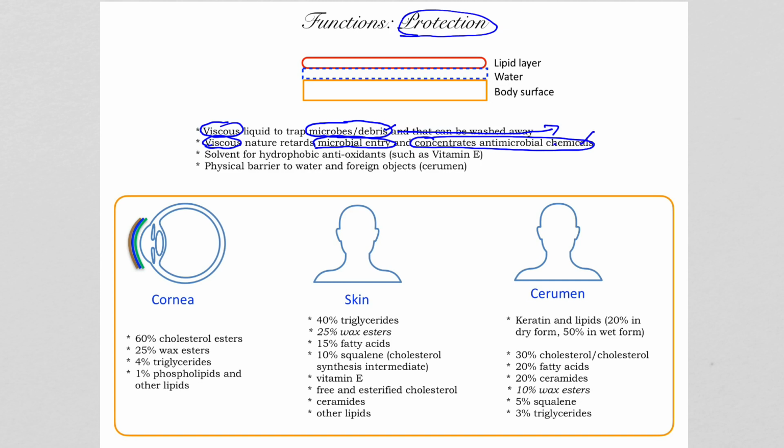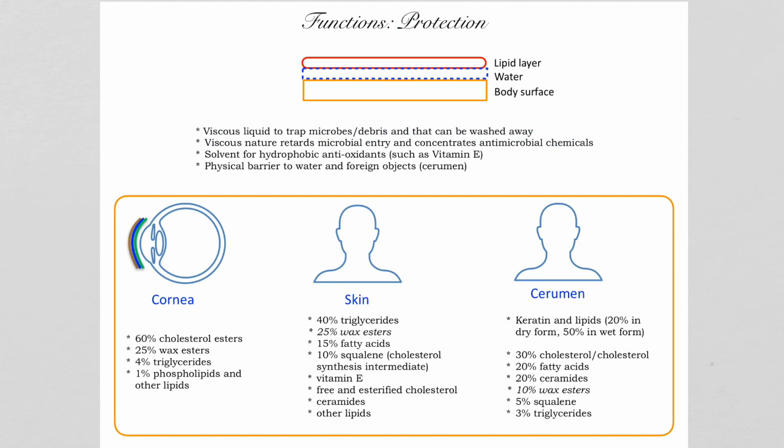There are a lot of antimicrobial chemicals such as peptides and proteins and other chemicals present in secretions such as tears, in sweat and sebum, as well as in cerumen. The wax esters also give the secretion a more hydrophobic nature, so that the secretions could have non-polar or hydrophobic antioxidants such as vitamin E dissolved in it, that will protect the surface from oxygen and other free radicals.